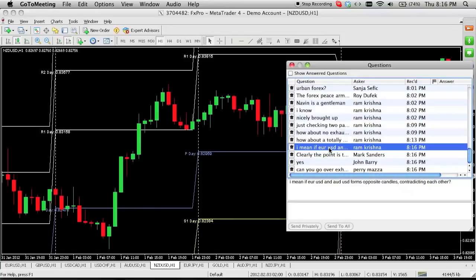If Euro USD and Aussie dollar form opposite candles contradicting each other, you want to avoid it. And when I say avoid it, I will show you an example of what exactly that means as well.